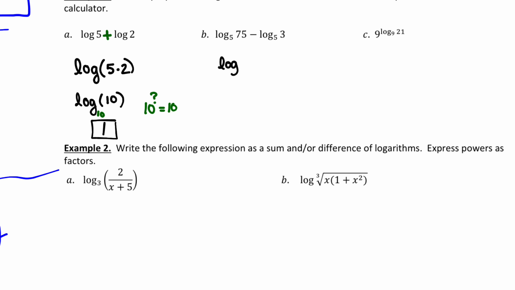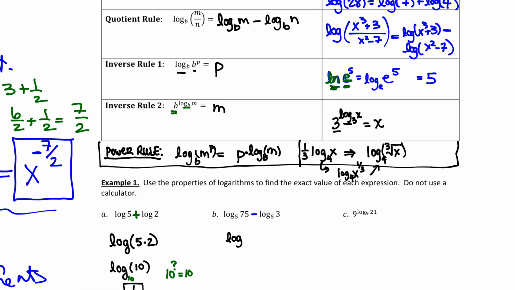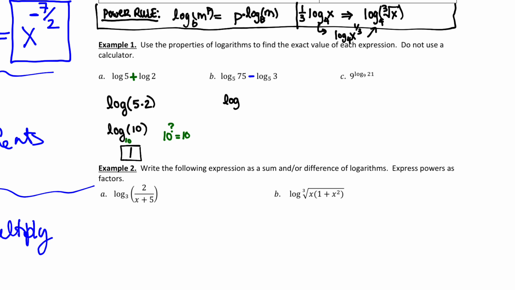The second one, if I have two logarithms joined with a subtraction, what did you get for that one, Evan? It's log base 5 of 75 divided by 3, because we're dividing those. So it's log base 5 of 25. And what is the log base 5 of 25? 2. Absolutely. So this answer should be 2.